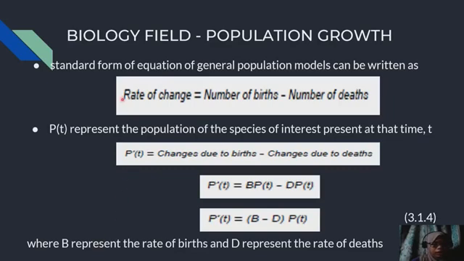Thus, by differentiating this equation, we can obtain P'(t) is equal to changes due to births minus changes due to deaths, which is also equivalent to P'(t) is equal to B P(t) minus D P(t). Or by factorizing P(t), we can also write this equation as P'(t) is equal to (B minus D) times P(t).